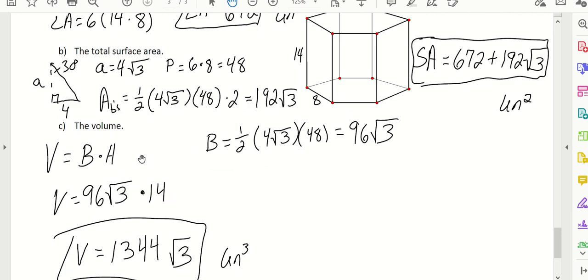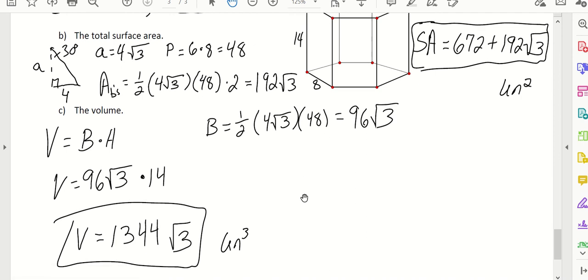On to the volume. To find the volume of this figure, volume is equal to the area of the base. We just need one of the bases, not both, multiplied by the height. So the area of the base is 1/2 times the apothem multiplied by the perimeter. We don't have to multiply by 2. So you can just say it's half of 192 root 3, which is 96 root 3. Half of 4 is 2. 2 times 48 is 96. So 96 root 3, that is the area of the base. The height was given to us, I believe, it is 14. So the area of the base is 96 root 3 multiplied by our height of 14, and we get 1,344 root 3 units cubed for the volume of our hexagonal prism.